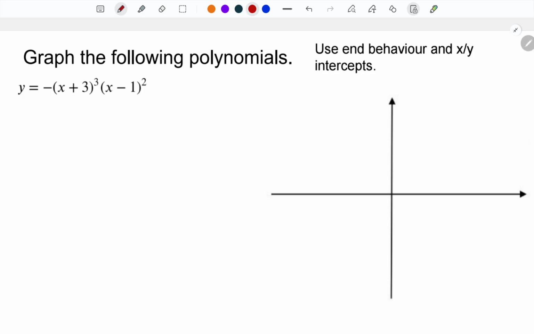Okay, it's in factored form. So let's get the degree. The degree is equal to 3 plus 2, which is equal to 5, since we have a factor with exponent 3 and a factor with exponent 2. We have the lead coefficient, the sign in front essentially, is negative.